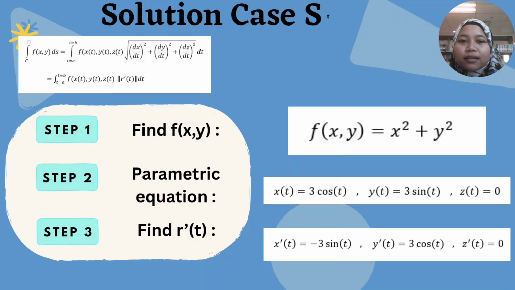The solution for case study 2 is by following the formula above. For step 1, we find f(x,y), which equals x squared plus y squared. Step 2, we rewrite the parametric equation where x(t) equals 3 cos t, y(t) equals 3 sin t, and z(t) equals 0. Then we differentiate the parametric equation, and we get x prime t equals negative 3 sin t, y prime t equals 3 cos t, and z prime t equals 0.